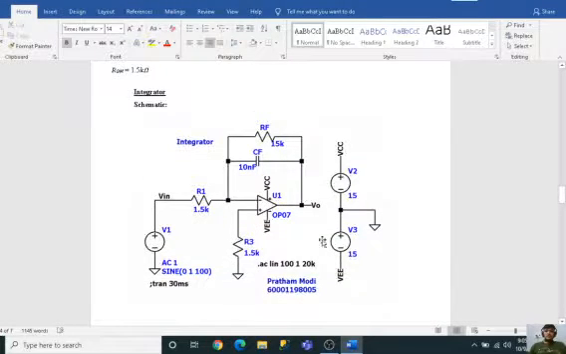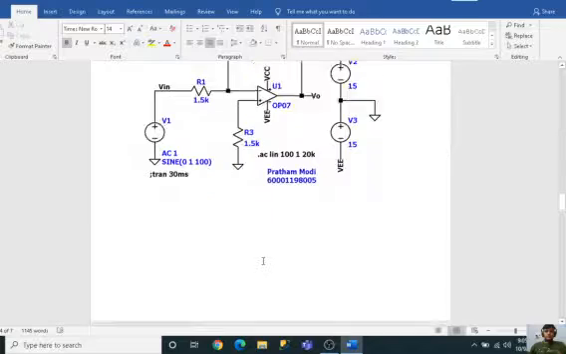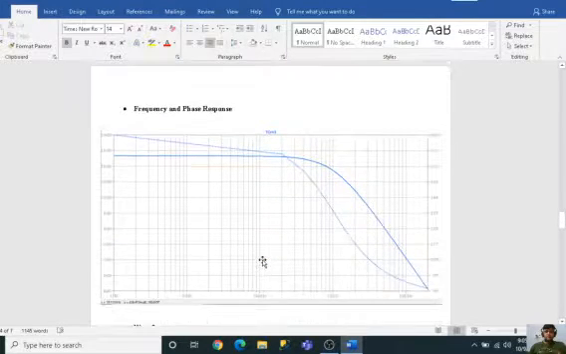So this is the schematic for an integrator which we will be designing. We will see its frequency response and also its transient analysis at 1 kHz with a 2 volts peak to peak amplitude. So this I will show the frequency response as well.